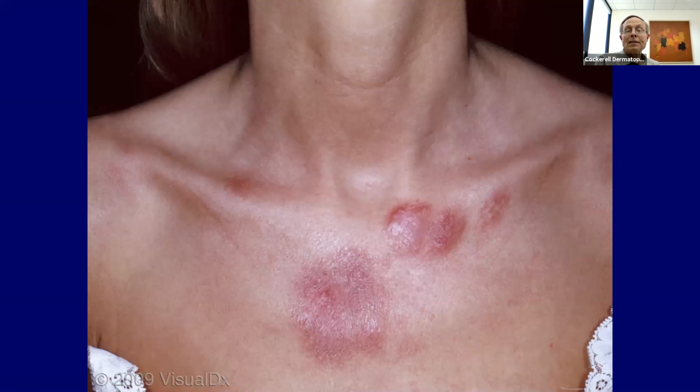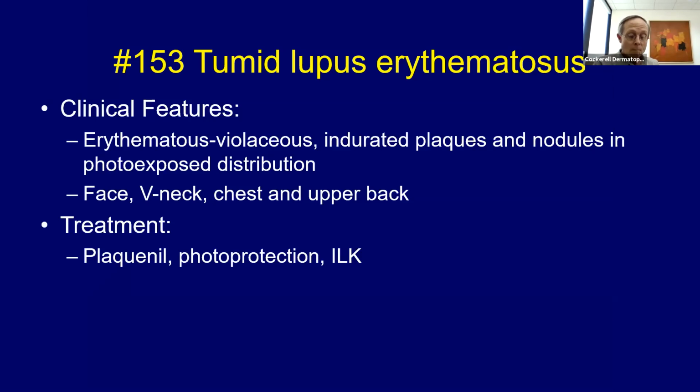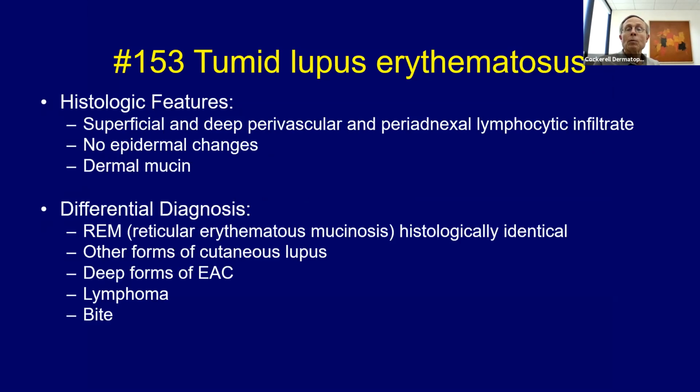People get these red, fixed, usually non-scaly lesions because they don't involve the epidermis. They're usually not atrophic because they don't involve the epidermis, or they don't really cause a lot of dermal atrophy, and they just kind of sit there. They're there for years. They're often associated with sunlight exposure. So tumid LE responds beautifully to treatment with Plaquenil. So again, just remember those various things.